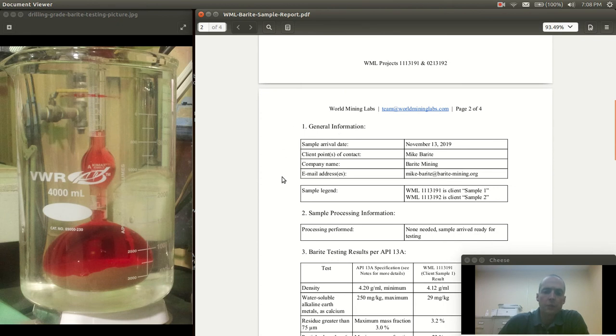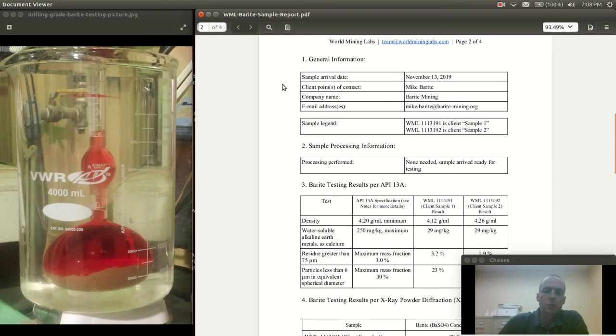when the sample arrives, who it's from, all that. And then we log our samples in as they arrive at the lab. And then if the barite needs any processing, we get that done and note that. Here we've done testing on barite ore before, which is a lump ore that comes in, as well as processed barite that's already in the 200 mesh range.